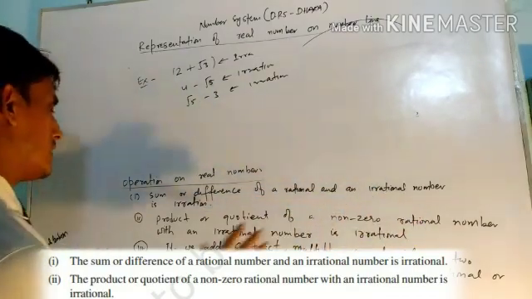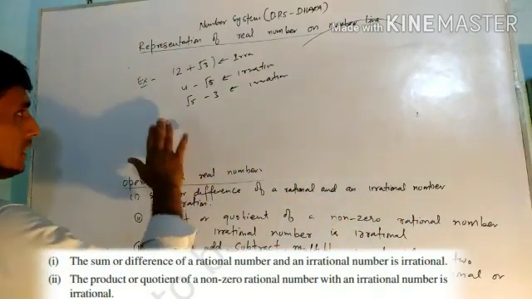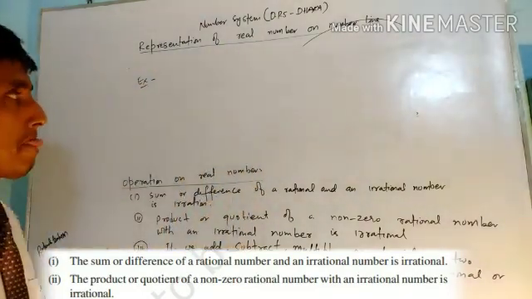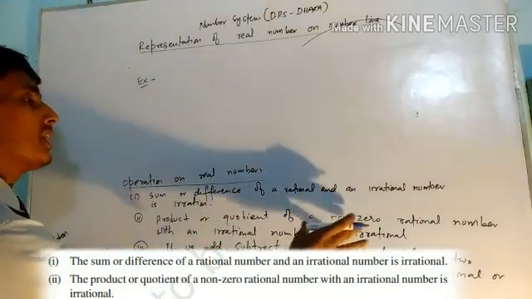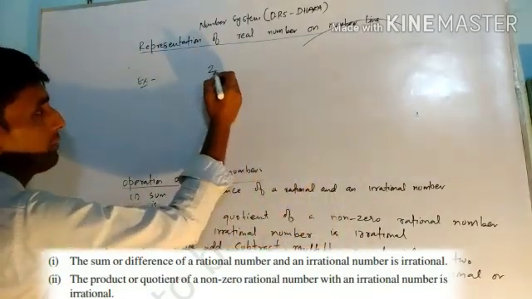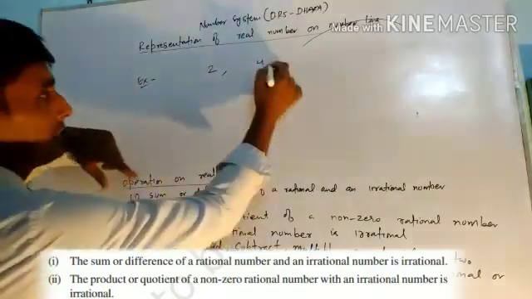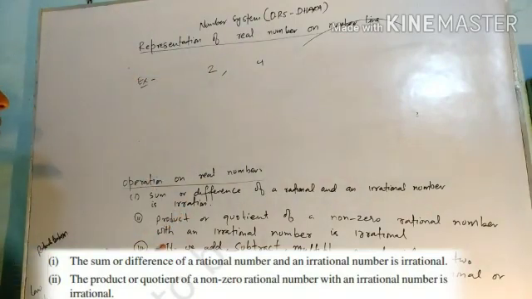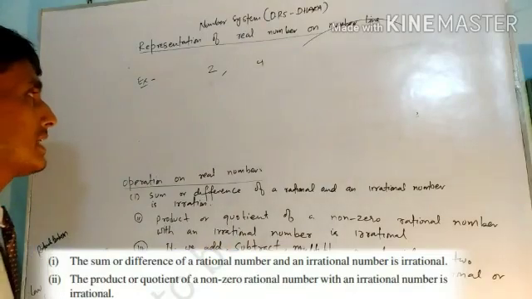The product of a non-zero rational number with an irrational number is irrational. It means if any rational number, suppose you have the rational number 2 or 4, is multiplied with or divided by any irrational number, you will get the result as an irrational number.